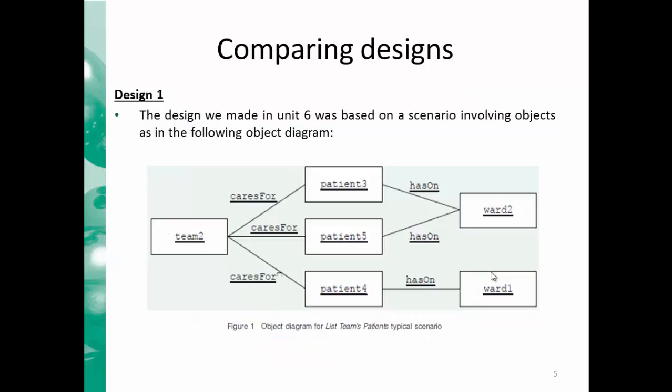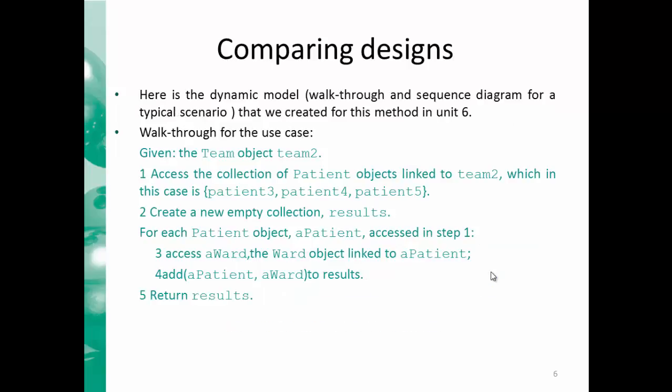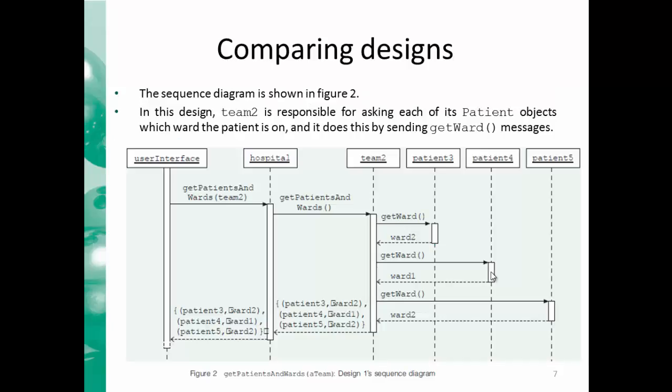Here is one design of the object diagram, or a scenario for an object diagram for this situation. We have team 2 caring for patients 3, 5, and 4, and we find that 3 and 5 are both in ward 2, whereas 4 by himself or herself is in ward 1. This is the scenario. Of course, as usual, we build a walkthrough for the scenario, and the walkthrough is given here. Make it clearer by showing the sequence diagram.